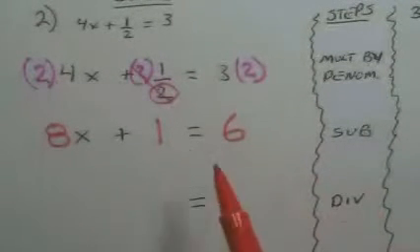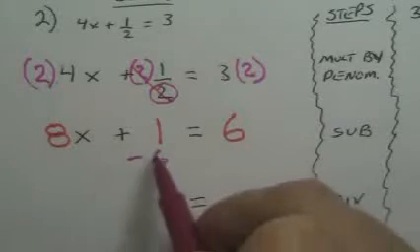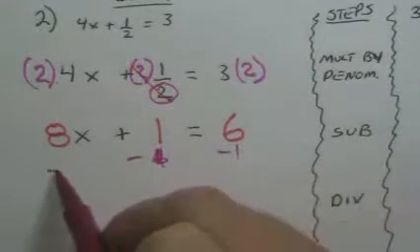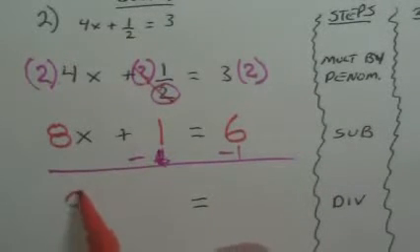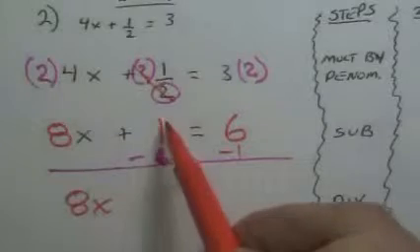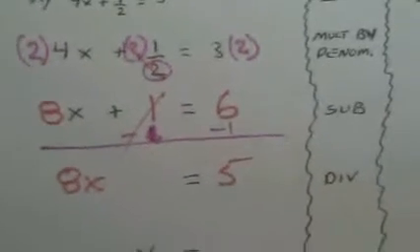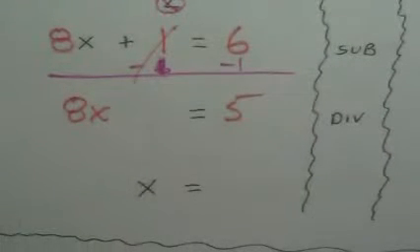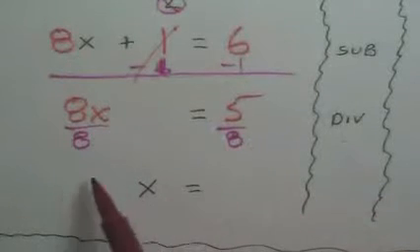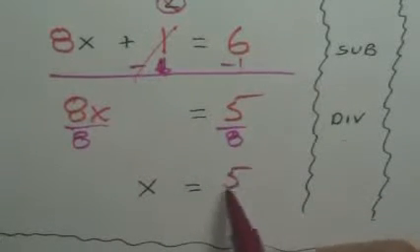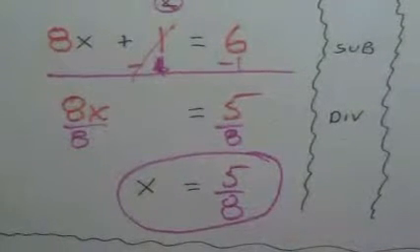Okay, now next I want to subtract. So I will subtract 1, minus 1. What does that leave me with? That leaves me with 8x. The 1 is gone. 6 minus 1 is 5. Okay, next I divide. So I'll divide by 8, divide by 8, and so my answer is 5/8. It's a fraction. And there you go.